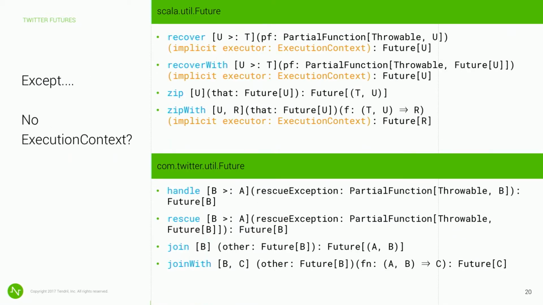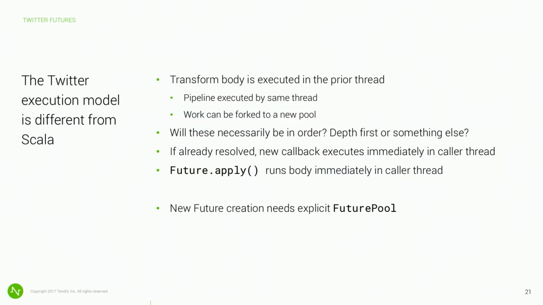A bunch of these in the Scala standard library take the execution context, but in Twitter they don't. So what's up with that? The Twitter execution model is different from the Scala execution model because it's based on executing eagerly in the thread that resolves. So we end up with this pipeline that tries to stay in the same thread. You can fork to another pool, but you're going to try to stay in the same pool.